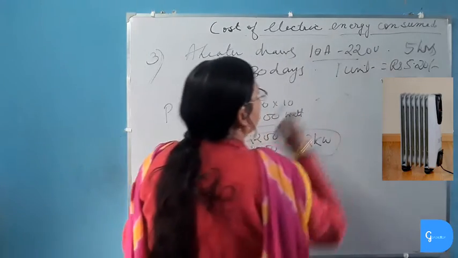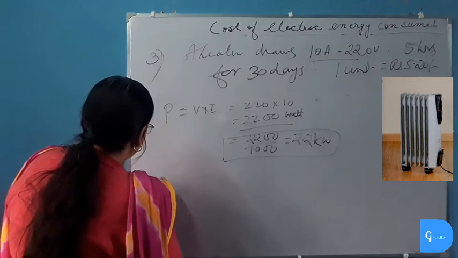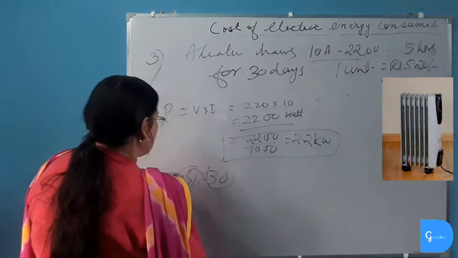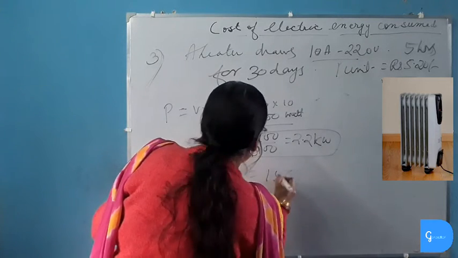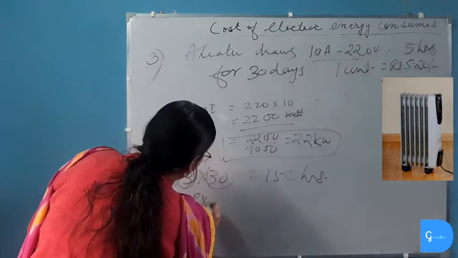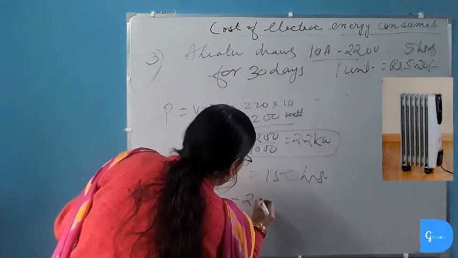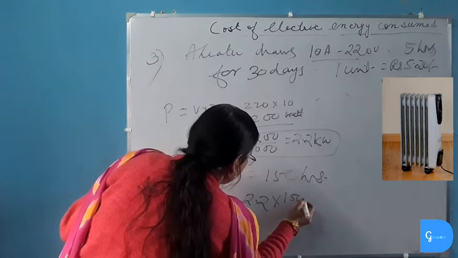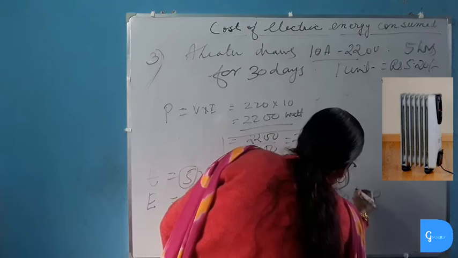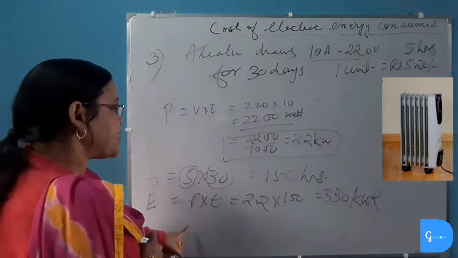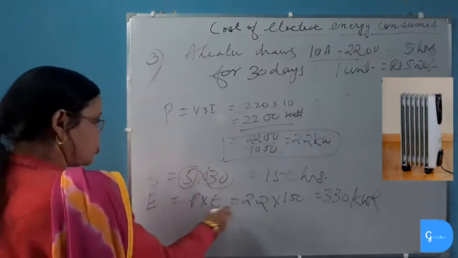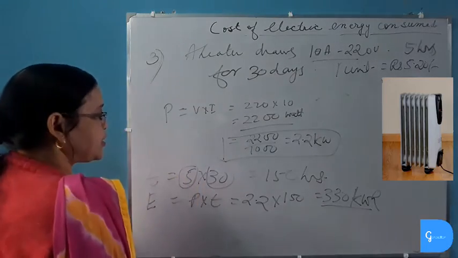Now it is used for 5 hours and for 30 days. So total time will be 5 into 30. 5 hours each day and for 30 days. So total hours will be 150 hours. Now energy consumed will be P into T. P we have got 2.2 into 150 hours is equal to 330 kilowatt hour. This is the electric energy consumed by the heater if it is used for 5 hours a day and for 30 days. So energy consumed is 330 kilowatt hour.